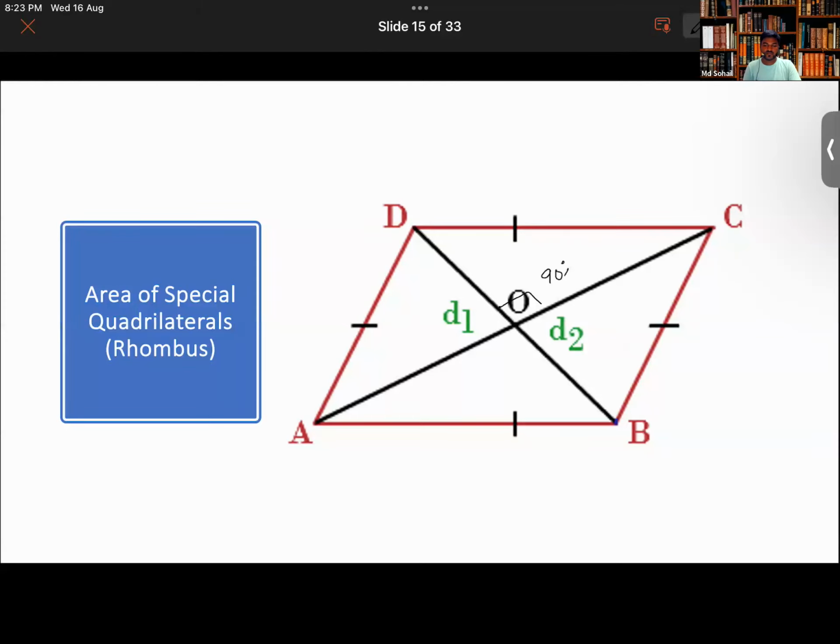Now talking about the length of the diagonal D1 here and diagonal D2 here, are they equal in measurement? No, they are not equal in measurement. So that is about a rhombus. We will talk about how to calculate the area of a rhombus using the normal method and how to use its formula. But the interesting thing is we will be deriving its formula.